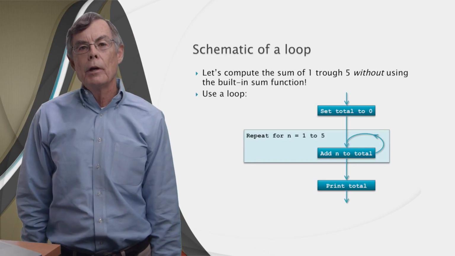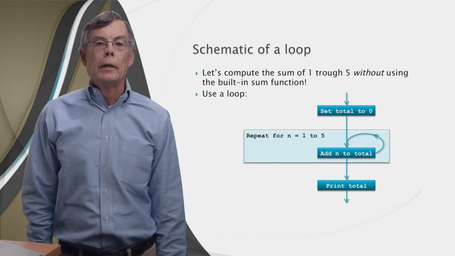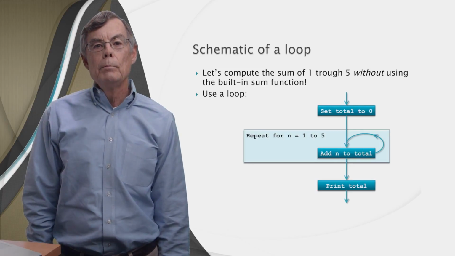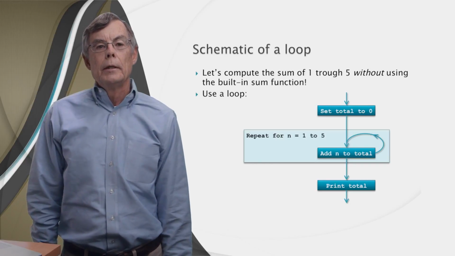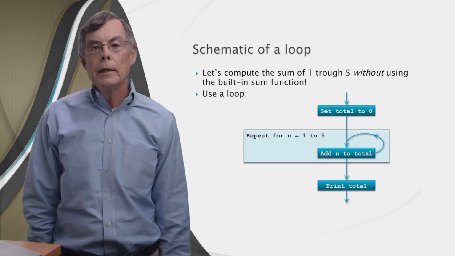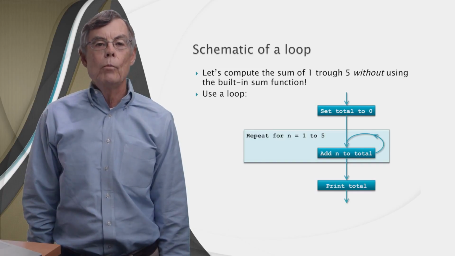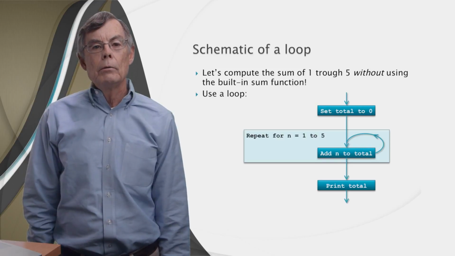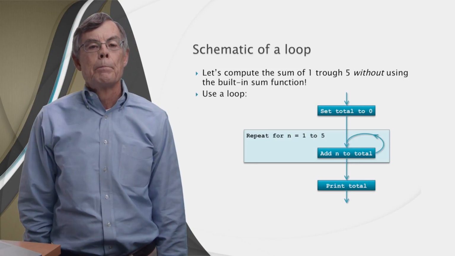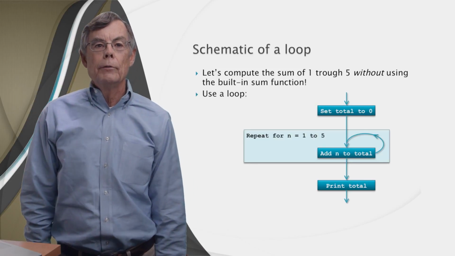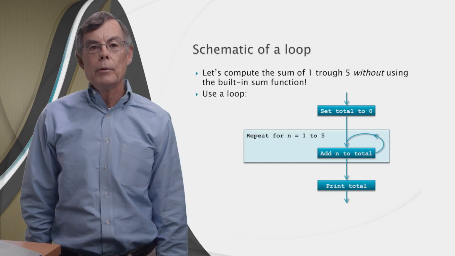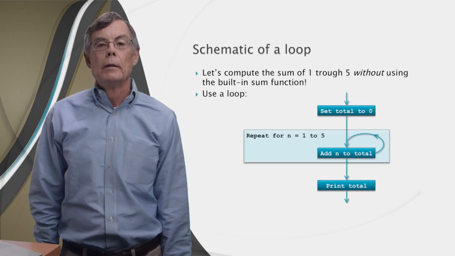It uses a variable called total to store the sum as we compute it, and it starts by initializing total to 0. The large light blue box represents the loop. It specifies that the statement add n to total be executed repeatedly as n takes on the values 1 to 5, one by one. So the add n to total statement will be executed 5 times. After the 5th time, the loop ends and the program continues to the next statement after the loop. That statement prints out the value of the variable total, which is the result we wanted.